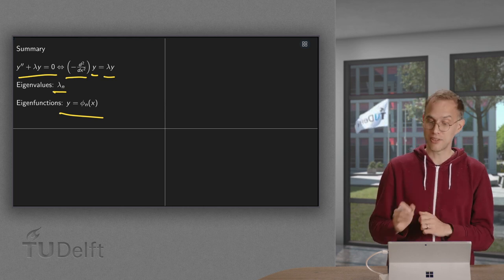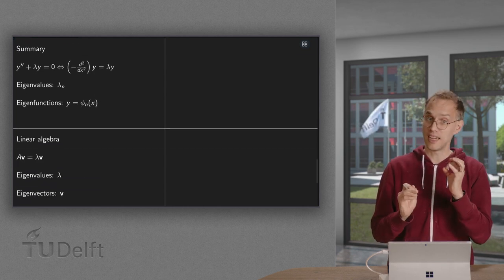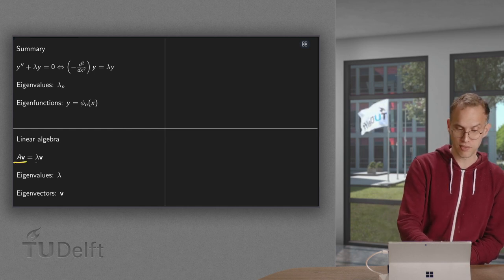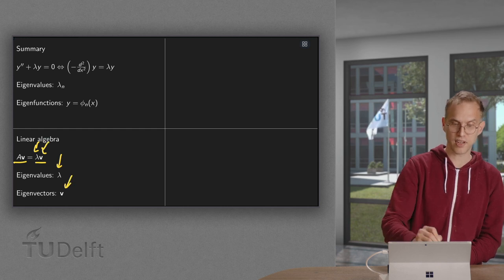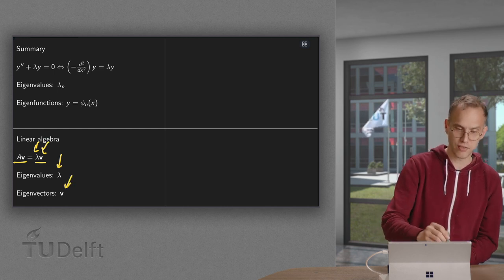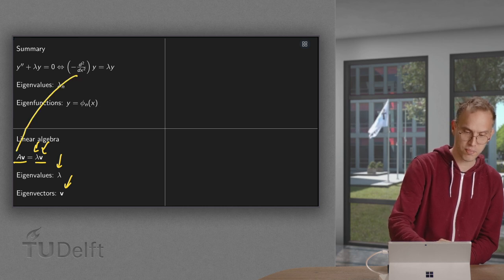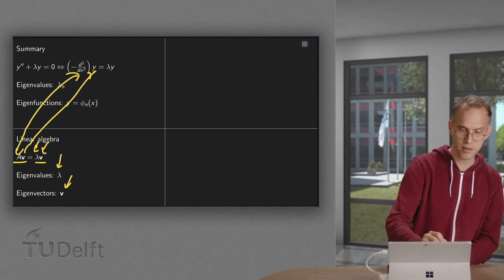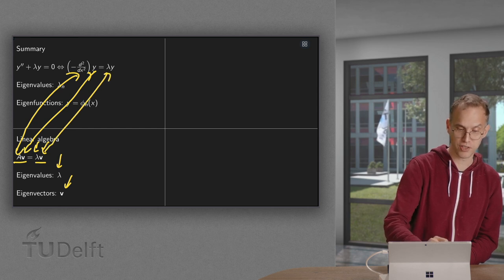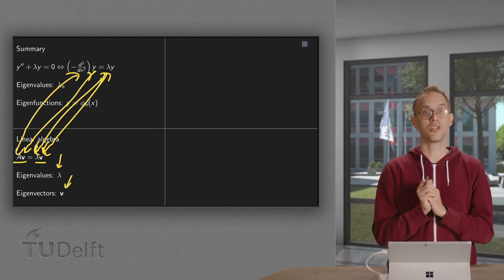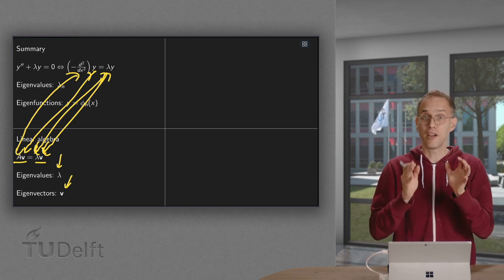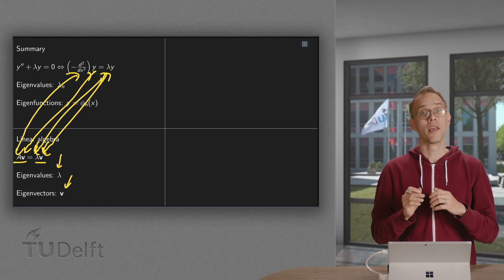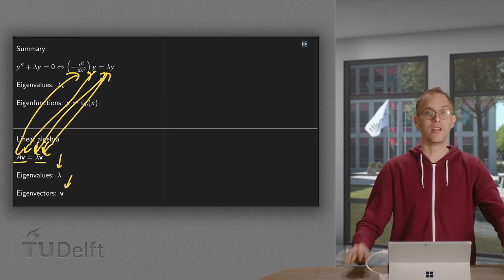Now, how does this relate to linear algebra? What we did in linear algebra, we had some A times v equals lambda times v, where this lambda is the eigenvalue, and v is the eigenvector. So you really see that they are kind of similar. The second derivative plays the role of the matrix. The v plays the role of y, so eigenvector versus eigenfunction, so the same name. And the lambda plays the role of lambda. So eigenvalue is again eigenvalue. So that's the relation to the linear algebra problem. They are in fact very similar, as you see. So that's why we use the same names.